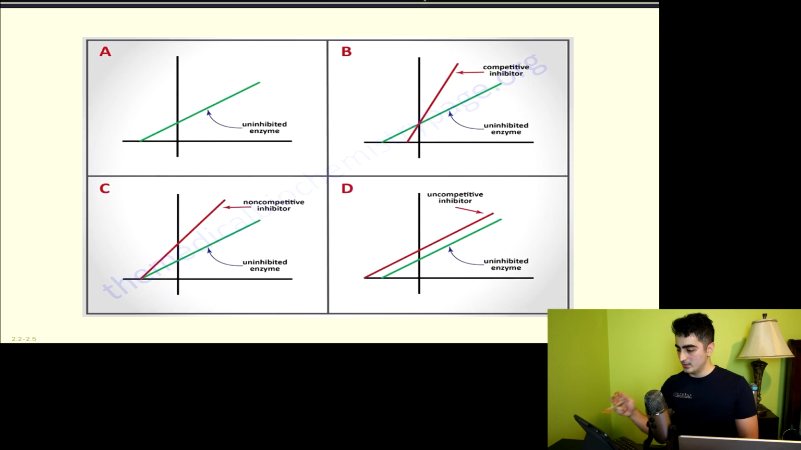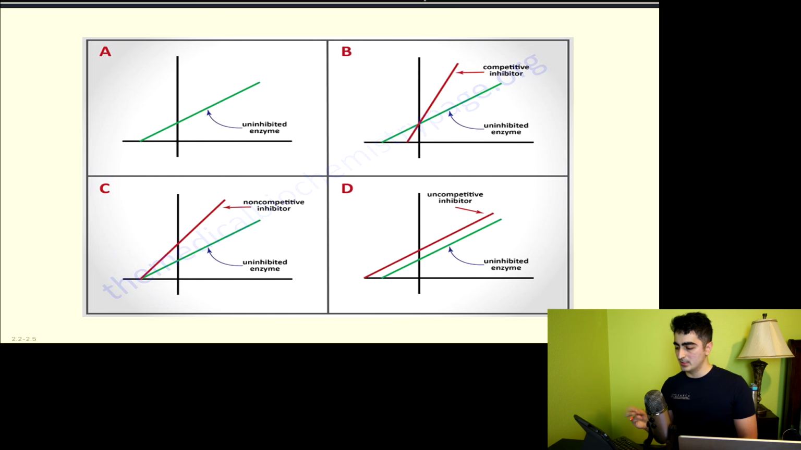So here are the Lineweaver-Burk plots for them. My camera's going to go out of charge, so I can't go into this too much. I will make another video talking about the Lineweaver-Burk plots. But for now, I want you to remember that the y-intercept is 1 over Vmax and the x-intercept is negative 1 over Km.